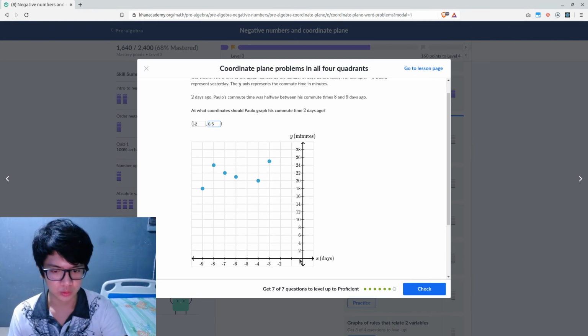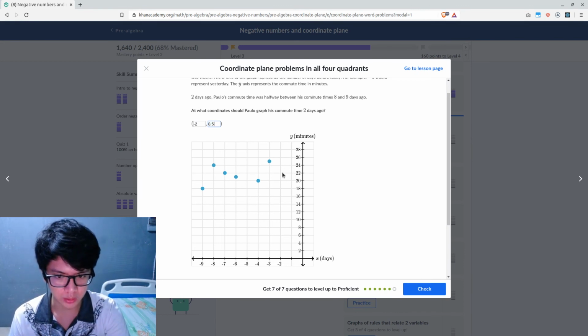So 2 and 9 days ago was 18. 8 and 9. Halfway between 24 and 18. Holy shit, what's the half of that?